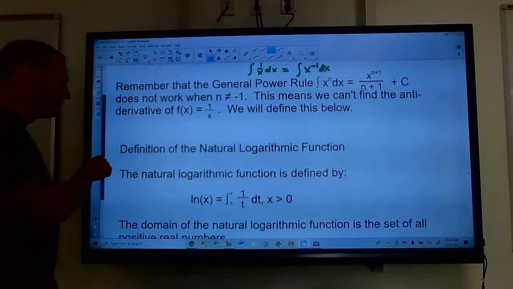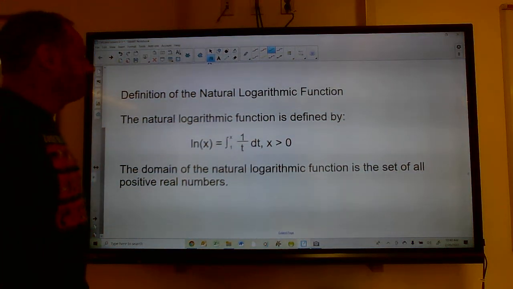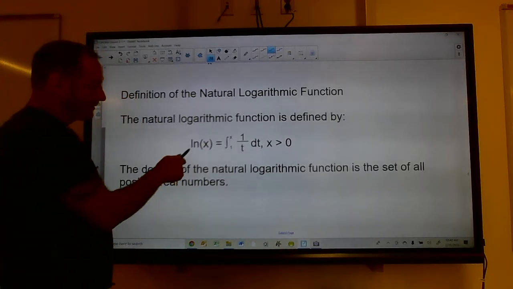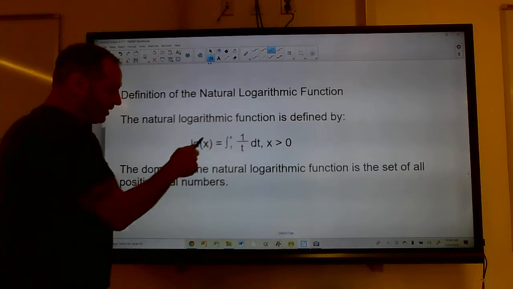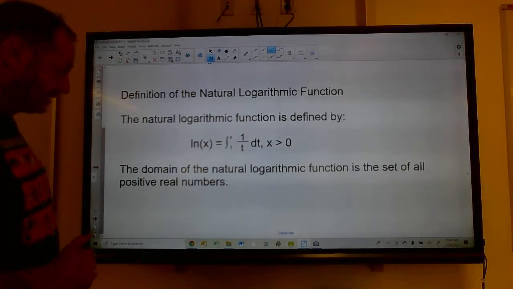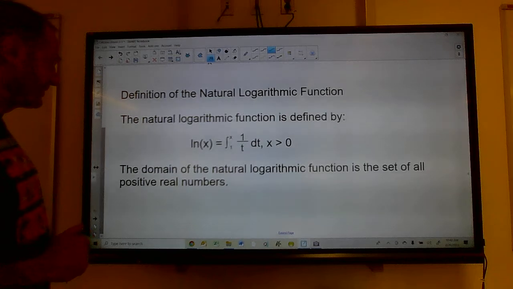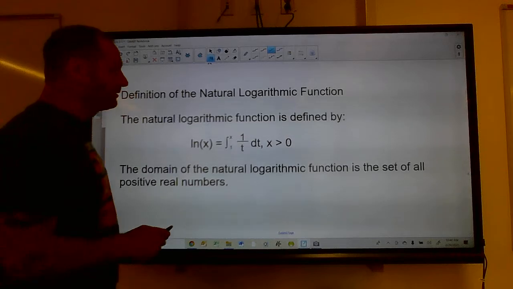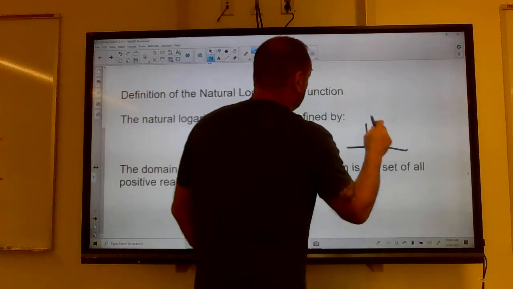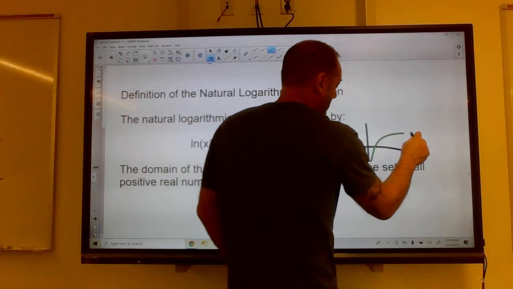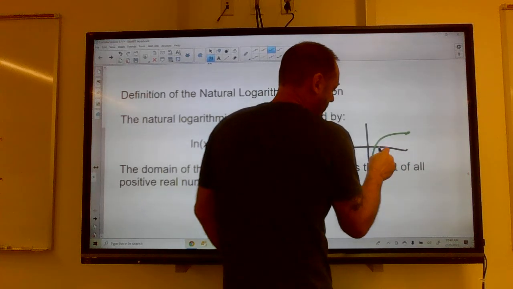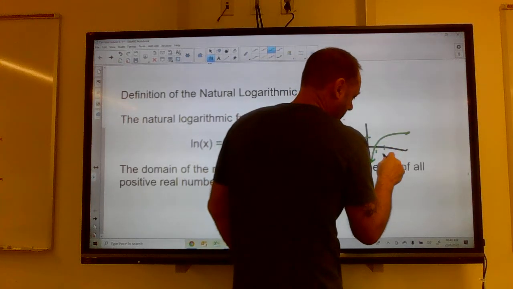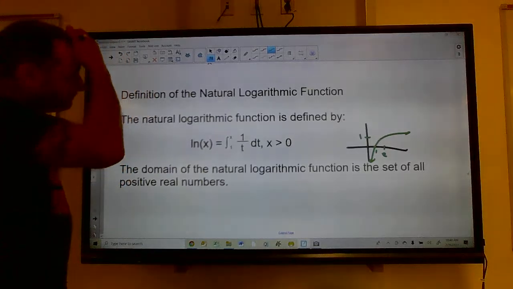Well, the definition of the natural logarithmic function. The natural logarithmic function is defined as this. The natural log of x is the integral from 1 to x of 1 over t dt, where x is greater than 0. The domain of the natural logarithmic function is the set of all positive real numbers. So remember, the natural log function looks like this, where this is 1, and 1 here, this would be e.